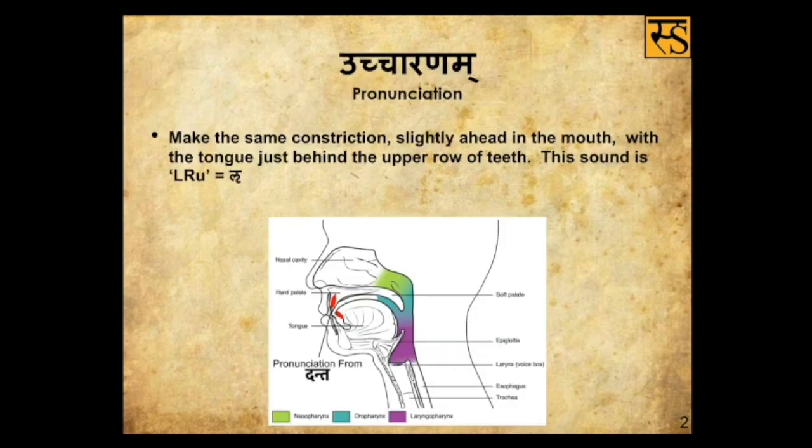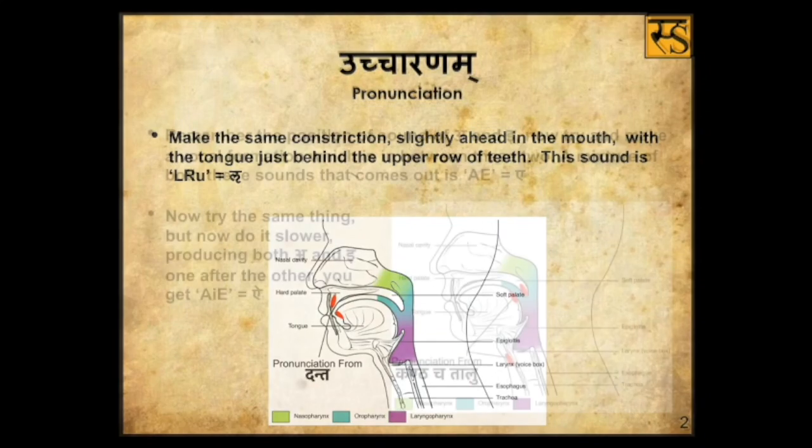To pronounce lru, remember the position and the constriction that was done for the pronunciation of ru. You will constrict your vocal cavity with the help of your tongue. Now make this constriction slightly ahead in your mouth, with your tongue touching just behind the upper row of teeth. Now pronounce lru. Again, lru. You will notice that your tongue hits the upper row of teeth. Hence, the pronunciation of lru is from the danta or the teeth.